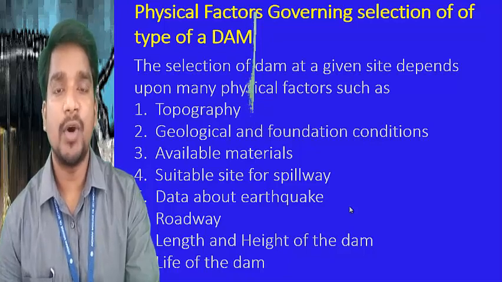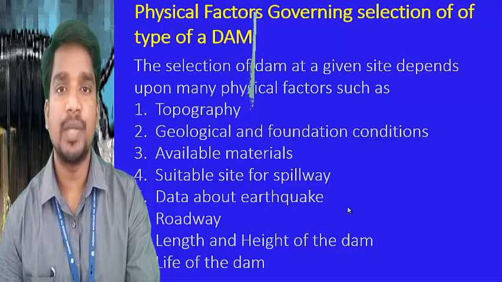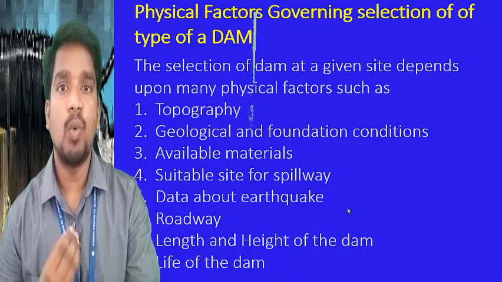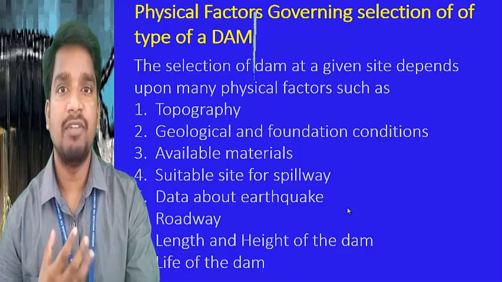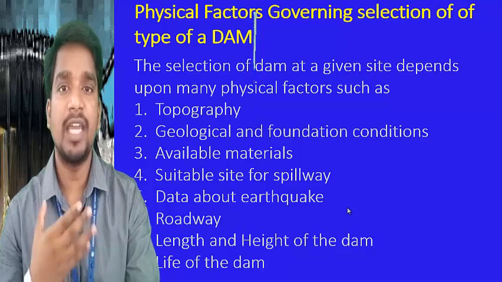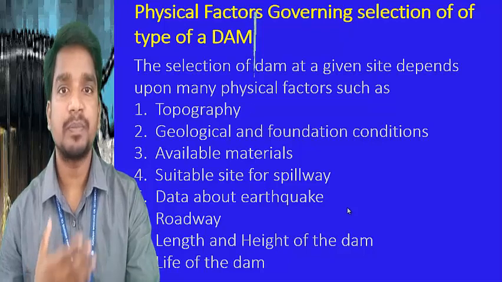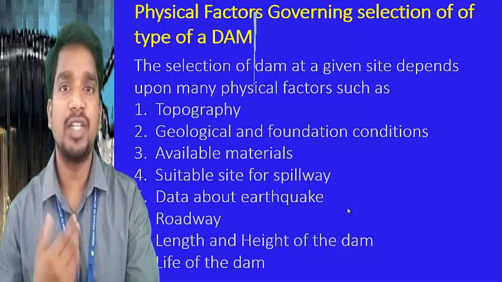If we take the classification according to use, we have three different categories. One is a storage dam, which is used to store water. The second is a diversion dam, which is used to divert water from the river channel. The third is a detention dam, which is used to control heavy floods. Temporary storage is provided in the detention dam during heavy floods, and the same amount of water is released whenever there is a reduction in the flood levels.